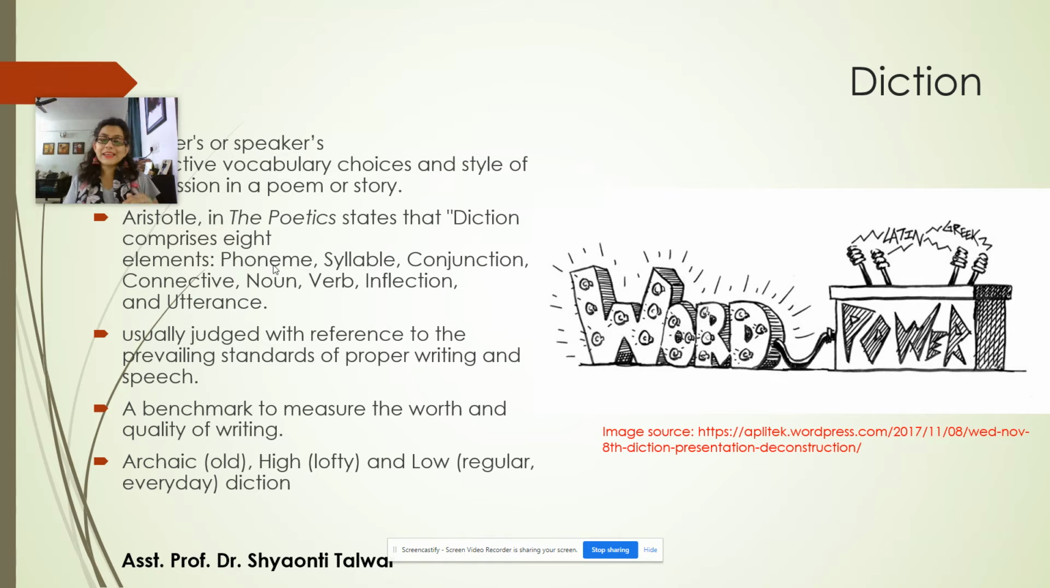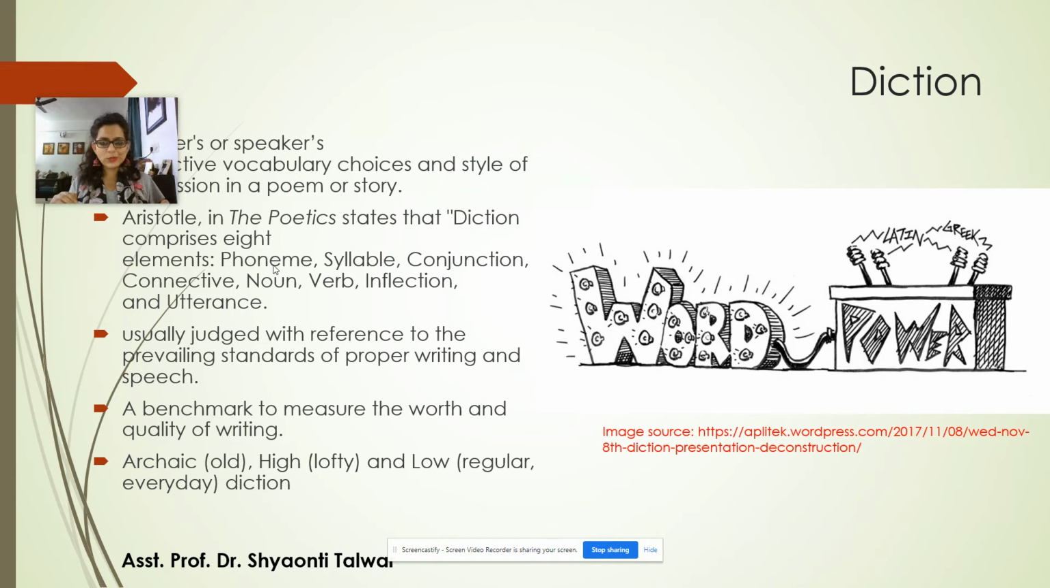Now, diction is again usually judged with reference to the prevailing standards of proper writing and speech, which brings it again very close to the idea of decorum. If you remember, the previous term which we were studying was decorum. So it is judged with reference to a prevailing standard. So it's a kind of benchmark to measure the worth and quality of writing, right?